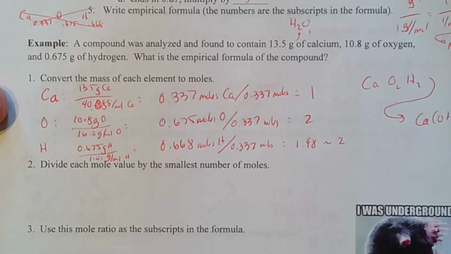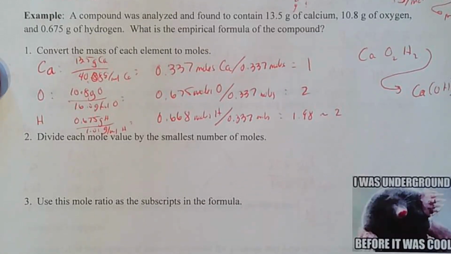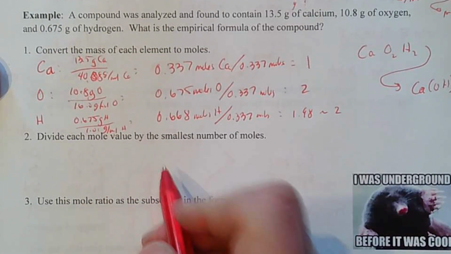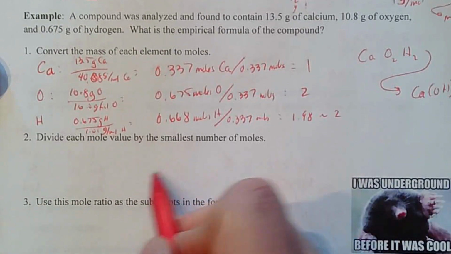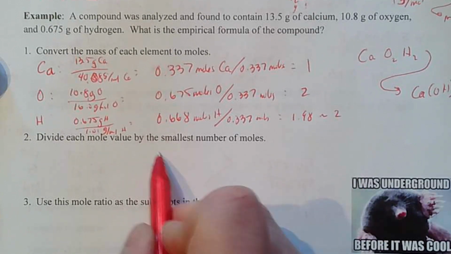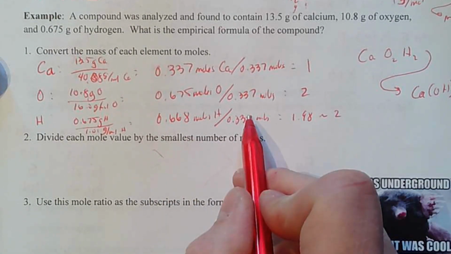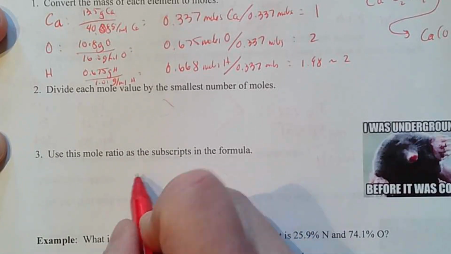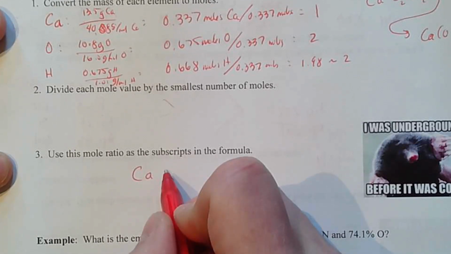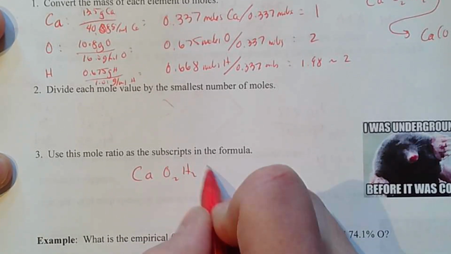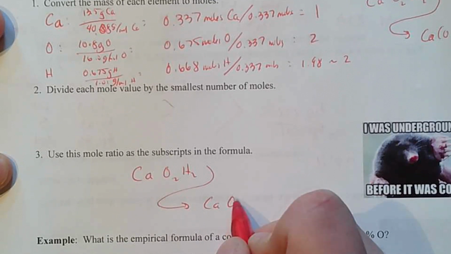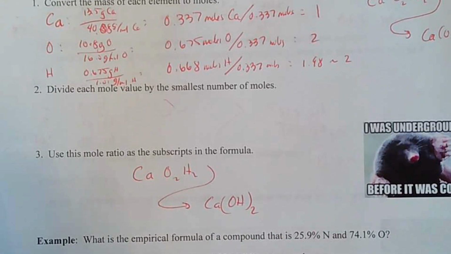I just realized I did this step, divide each mole by the smallest number. Well, this was done here, and then this last one was there. So, okay, I'll just rewrite this. CaO2H2, which you would recognize as calcium hydroxide.